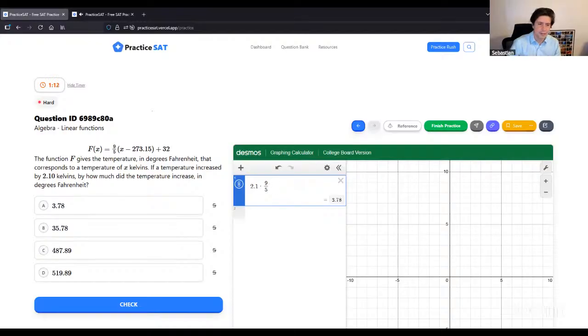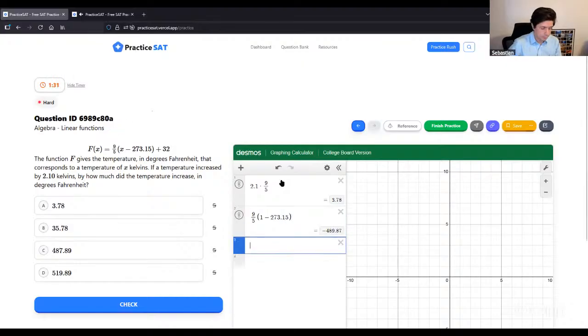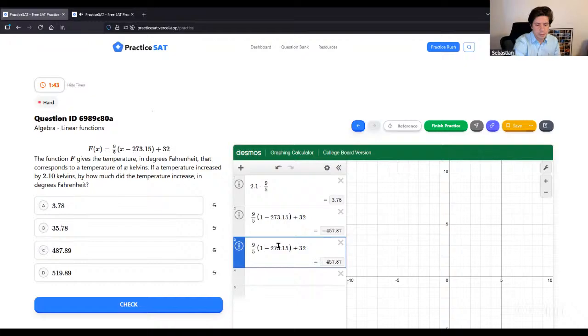So it should be 3.78, because that would be the slope times the difference. But I'll show you how it works. Let's say it's originally 0. Okay, so we'd have 9/5, or let's say it's originally 1, just to make it another number, minus 273.15, plus 32. Now I'm going to take that same equation, copy it, but replace the 1 by 2.1 more than it, so it'll be 3.1. And then I'm going to subtract it from here.